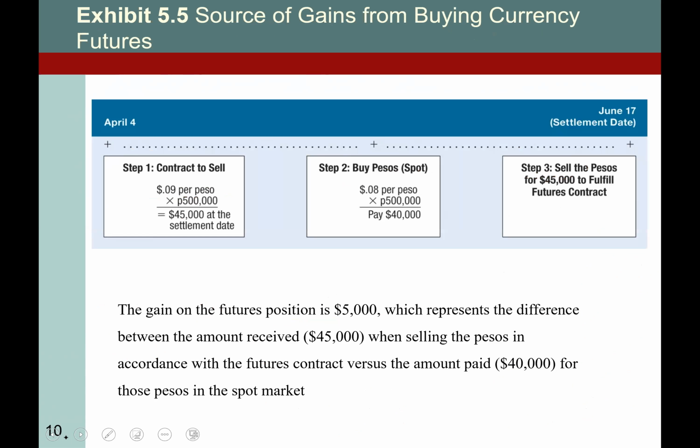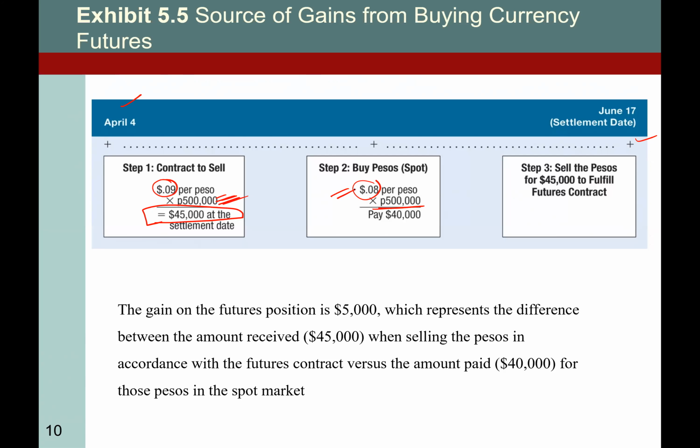So here is the graphical representation. On April 4, you enter into this contract to sell. On the settlement date, you will be receiving $45,000 for 500,000 Mexican pesos, and this would be the future rate. The spot rate is 0.08. How can you satisfy these 500,000 pesos? You go to the open market, you buy 500,000 Mexican pesos at 0.08, and you deliver them to the buyer.